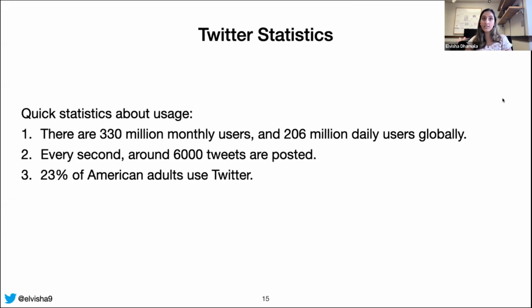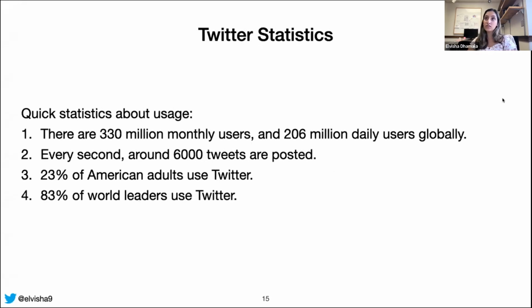23% of American adults use Twitter, and 83% of world leaders use Twitter. So I know someone mentioned politicians. This also plays into the part about science communications shaping policy, because if you're tweeting a lot of stuff relating to science on Twitter, and there are a lot of world leaders and politicians on Twitter, you can raise awareness and bring attention to the things that you care about by people that might be very powerful.